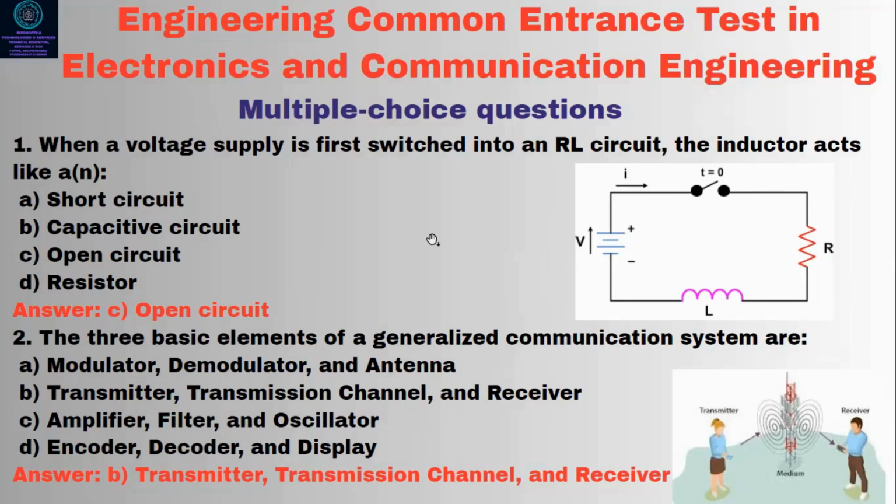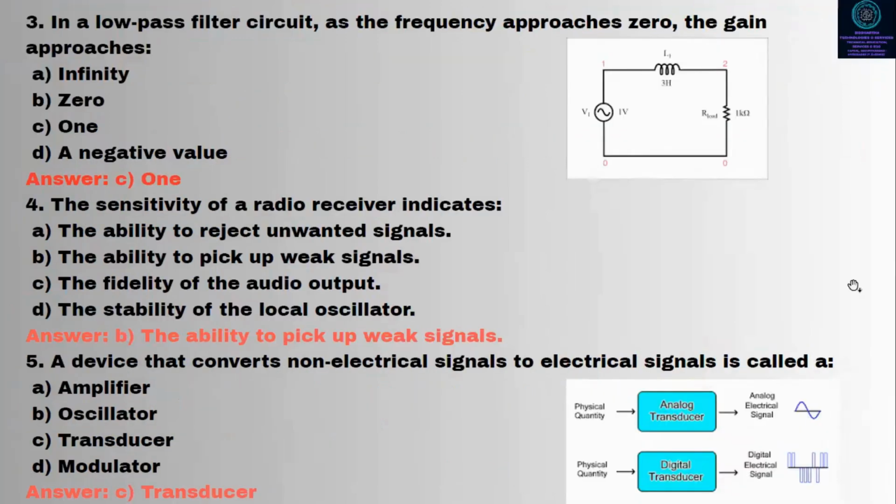All right, so we'll go to the next part, question number 3. In a low pass filter circuit, as the frequency approaches 0, the gain approaches 1. The correct answer is 1, not infinity, not 0. All right, let's go to the next question. In some of the circuits, please refer to those circuits also. Question number 4 is, the sensitivity of a radio receiver indicates what? The correct answer is the ability to pick up weak signals. When the word sensitivity comes, please remember that it is the ability to pick up very weak signals, removing the noise. That is what we call sensitivity.